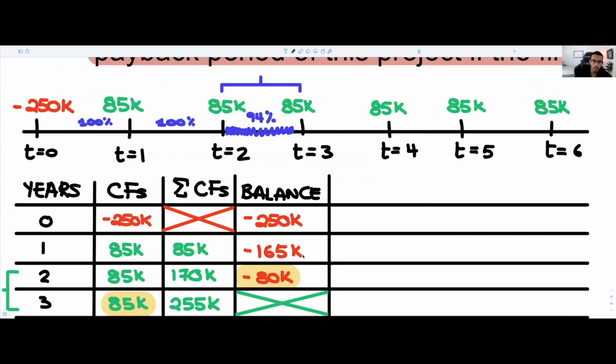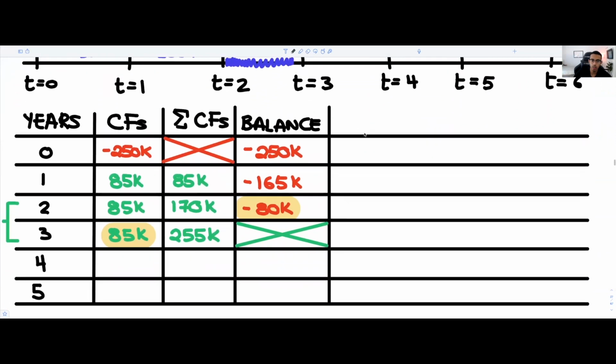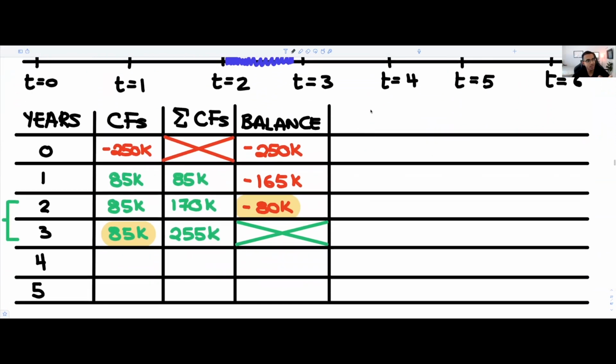So here our columns will be slightly different, right? Because now we're looking at our discounted cash flows. We're not looking at just the normal cash flows. We're looking at those cash flows discounted. So we're going to have discounted cash flows. We can go ahead and copy this.